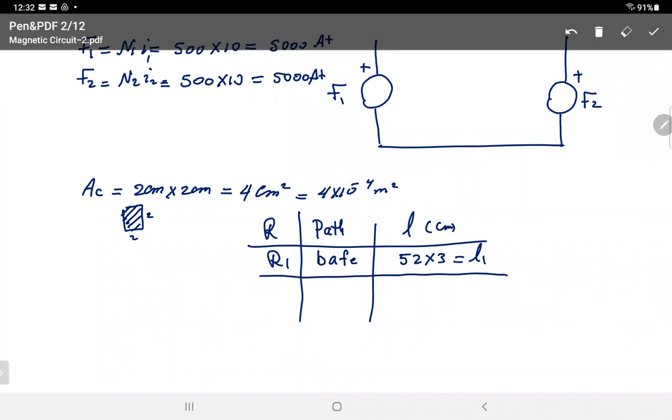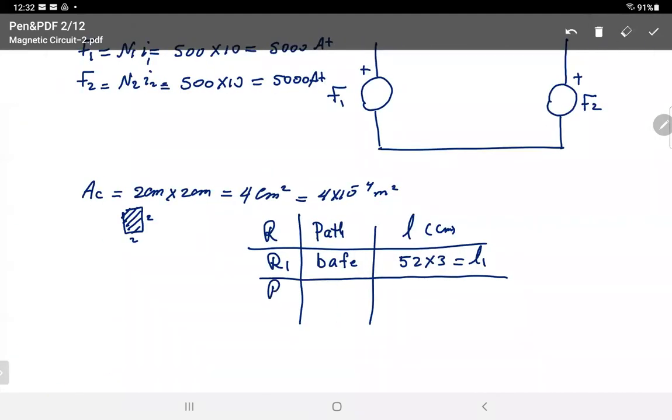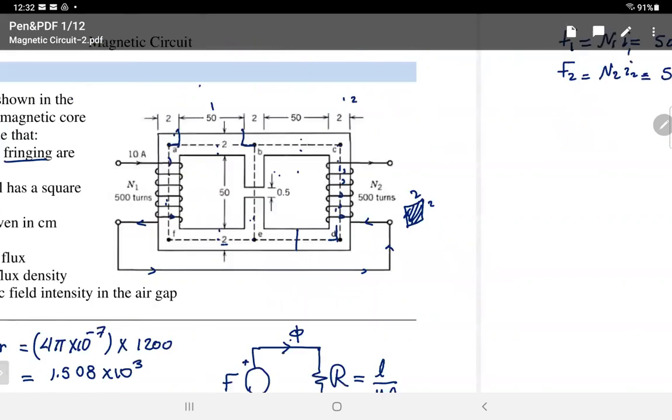All right. Now I'll go back to the same diagram and look for the second one. R2, it's B, C, D, E on the right-hand side. It's the same, symmetric. It's an easy problem. So it will be the same, 52 times 3, right? So we'll say R2, and I will write it's from B to C, D, E. It's the same one, 52 times 3. That's L2.